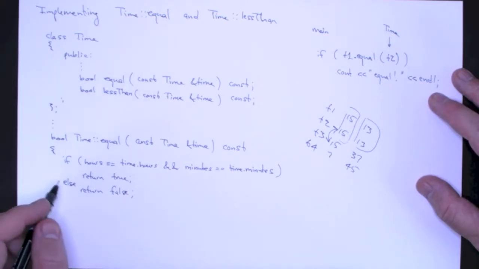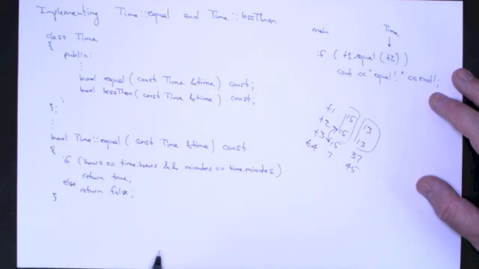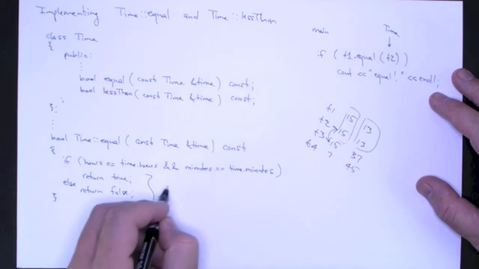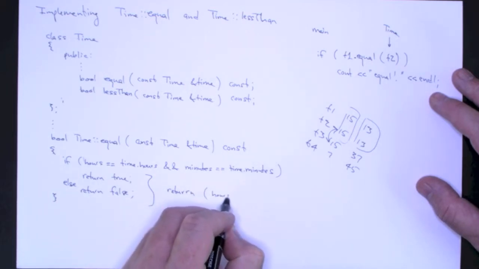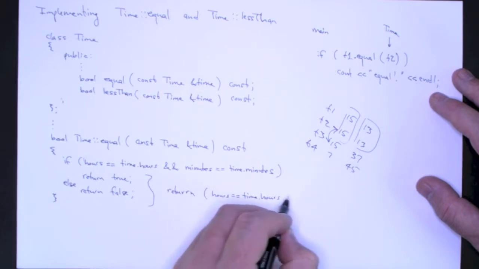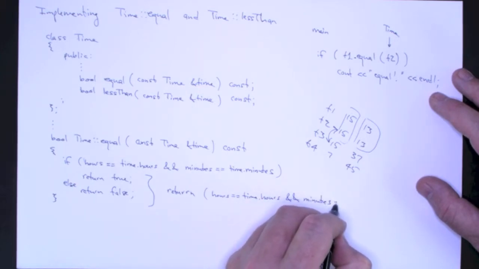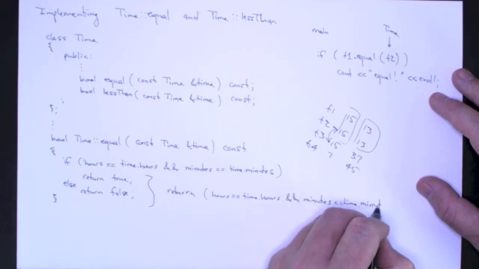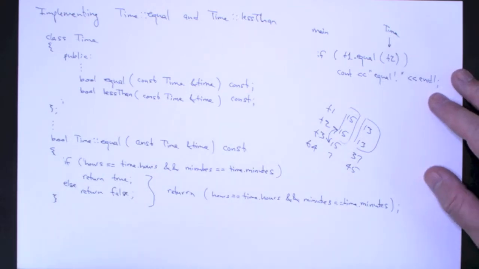And if I wanted to make this a little shorter, I could have just returned this expression. So another way of writing this method would just be to say return hours is equal to time.hours and minutes is equal to time.minutes. So I could have just replaced that.